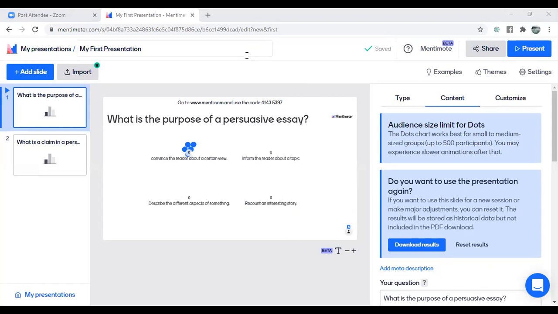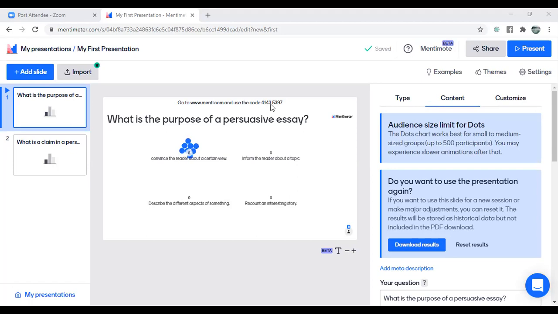Okay, I have 14 participants. I expect 14 answers. You guys are answering fast. Good. Correct. 8 people answered so far. The purpose of a persuasive essay is to convince a reader about a certain point of view, okay? To make them change their mind and adopt your point of view.